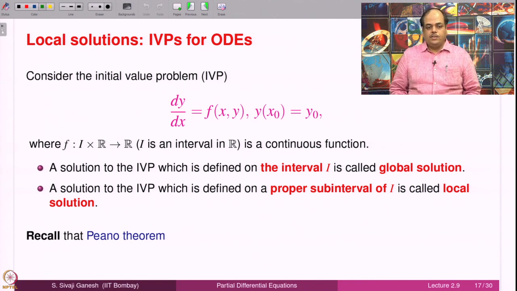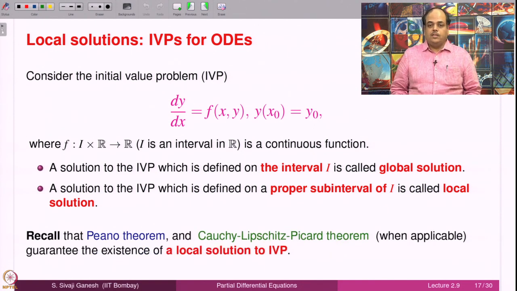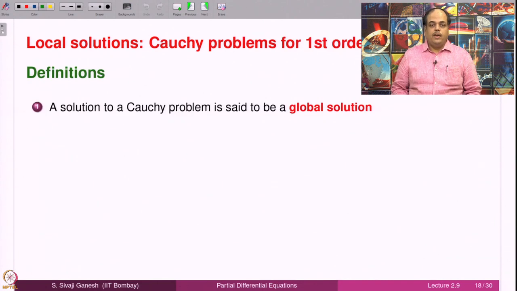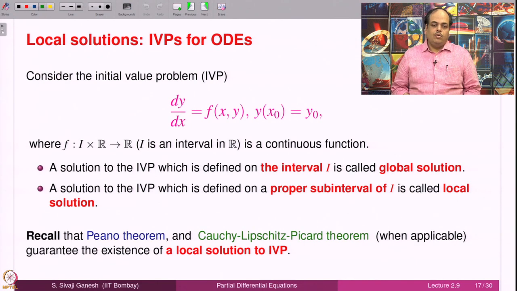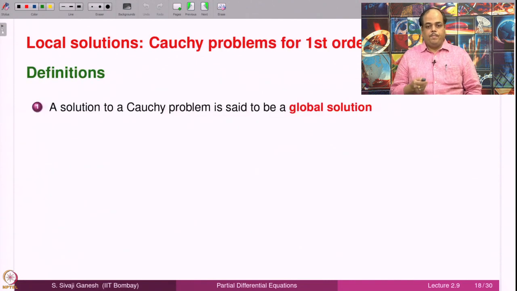Now, recall that Peano's theorem and the Cauchy-Lipschitz-Picard theorem, whenever applicable, always guarantee the existence of a local solution to the IVP. They do not talk about global existence. There are other theorems about global existence. And there is a full understanding of what happens if a local solution can be extended to a global solution. If you fail somewhere, what are the precise reasons why you cannot extend it to a global solution? That is very much understood for initial value problems for ODEs, but that is not the case, in my opinion, for partial differential equations. I have not come across such results.